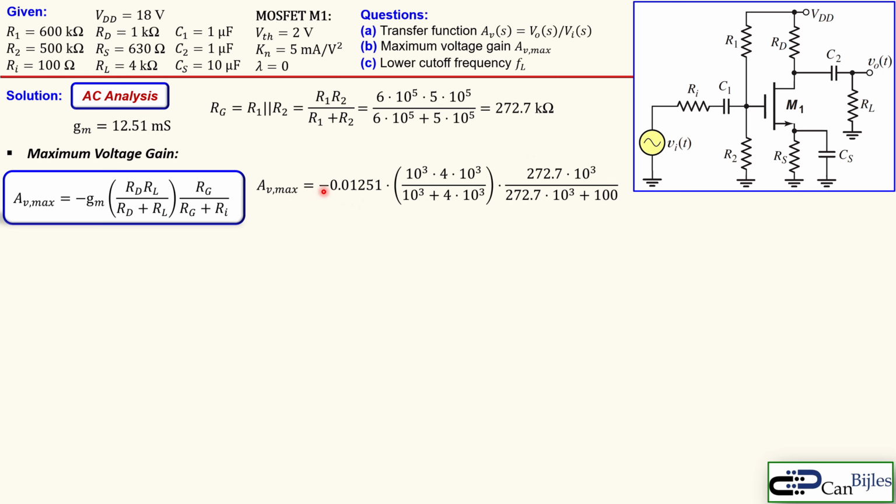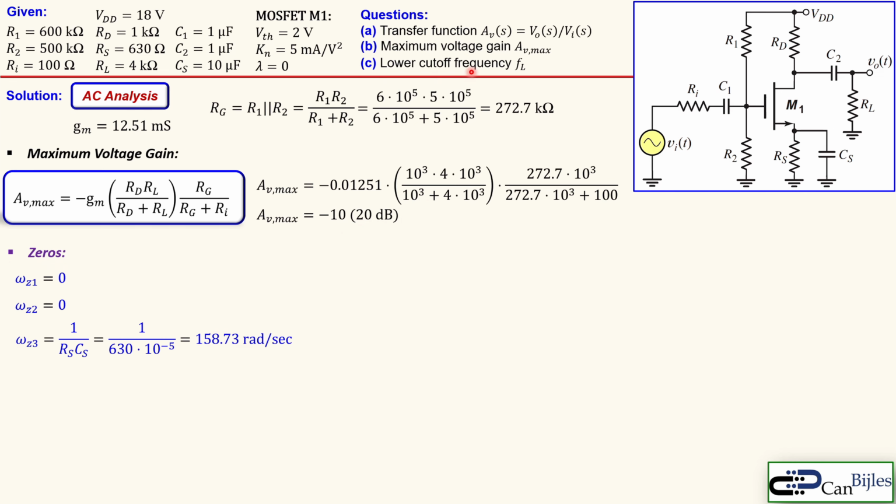And you have also a minus, so it will be of course an inverting amplifier. And that will result in minus 10, very close to -10. It will be then in the dBs: 20 log of that absolute value will be then 20 dB. All right. Okay, next step is the lower cutoff frequency.